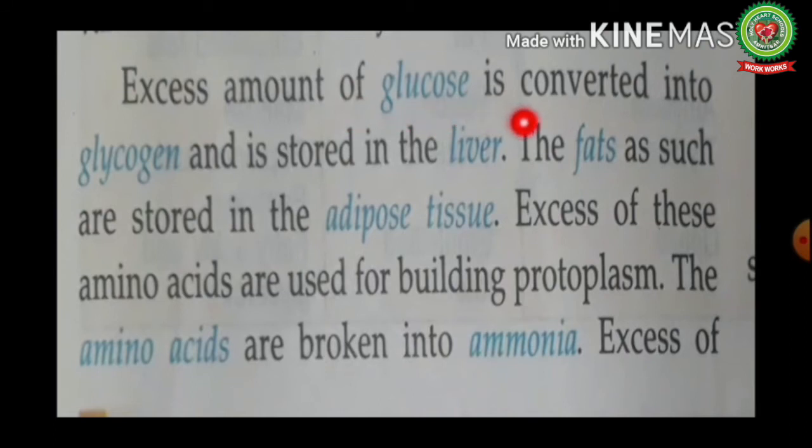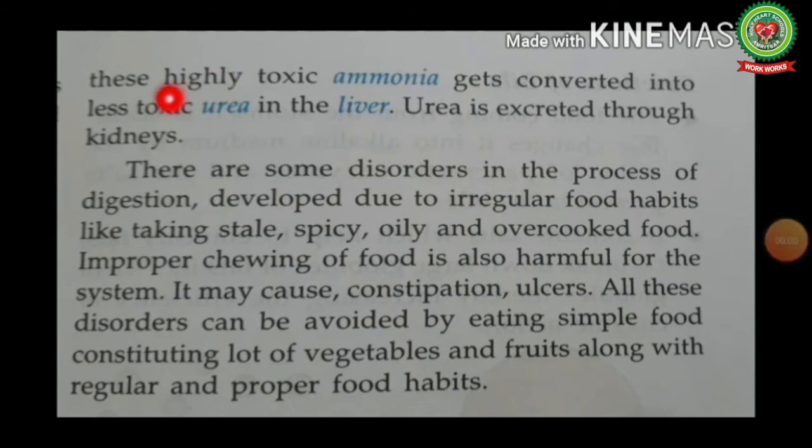Excess amount of glucose is converted into glycogen and is stored in the liver. The fats as such are stored in the adipose tissue. Excess of these amino acids are used for building protoplasm. The amino acids are broken into ammonia. This highly toxic ammonia gets converted into less toxic urea in the liver. Urea is excreted through the kidneys.